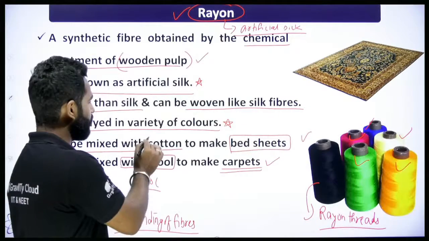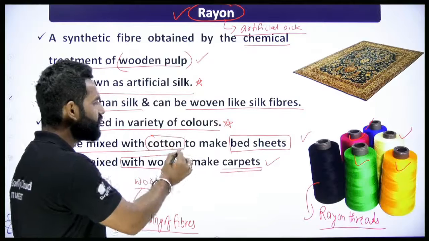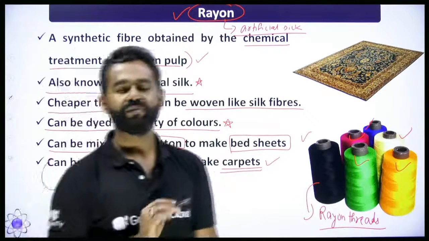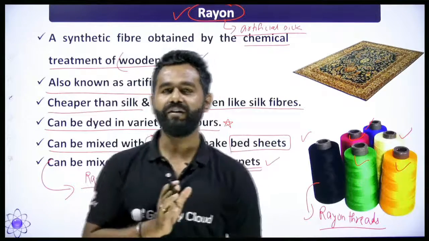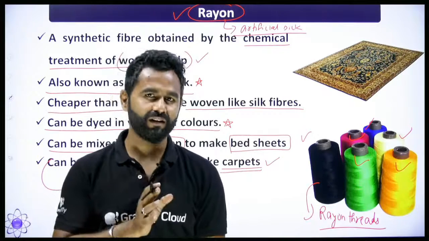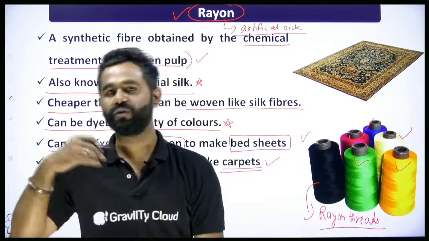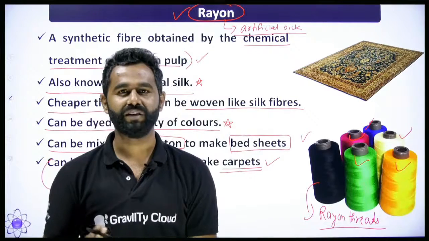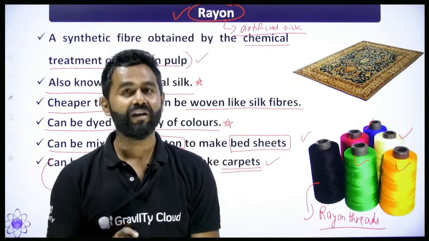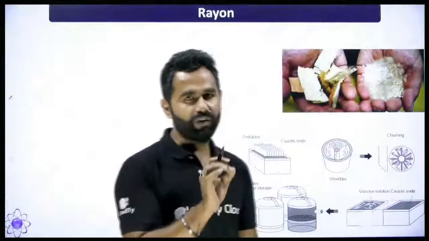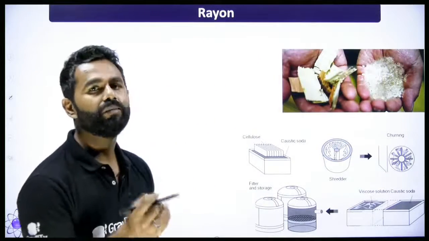Similarly, here also, when we mix rayon with cotton, we are doing the blending of fiber. Simple. So, very important, rayon is the artificial silk, but it acts like silk, and we can use it like we use the silk. Important is how do we make the rayon? How do we make it?